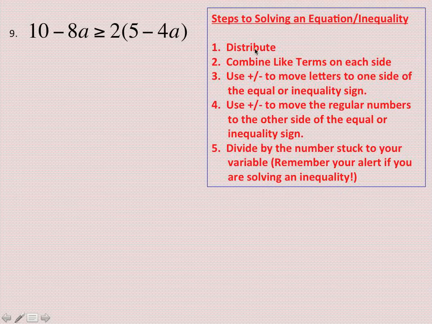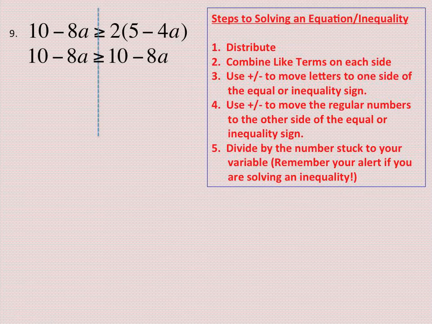Next, distribute. So give the 2 away first. Anytime you see a parenthesis and a number outside, you got to give it away. So 2 times 5, 2 times negative 4a. So the right becomes 10 minus 8a, because 2 times 5 is 10. 2 times negative 4a is negative 8a. So 10 minus 8a is greater than or equal to 10 minus 8a.